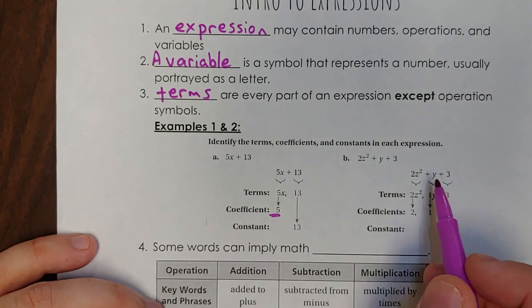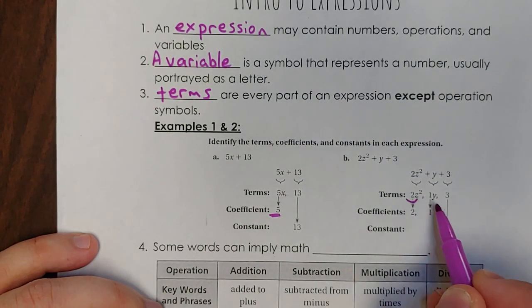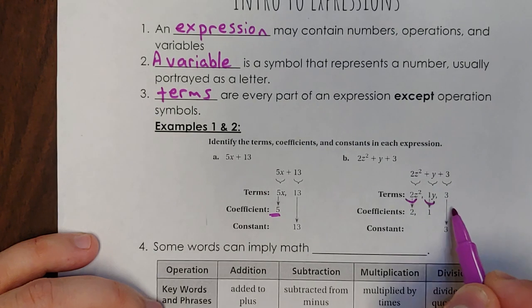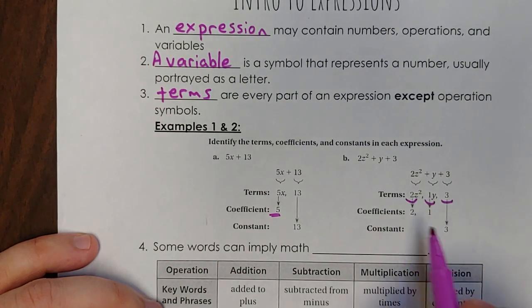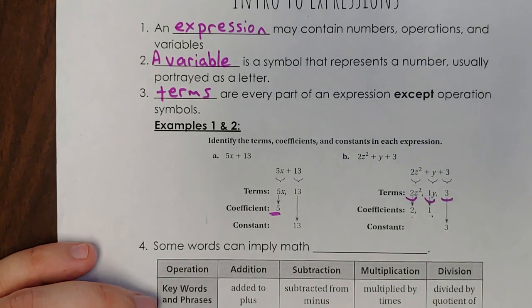In this one right here, our terms are 2z squared, 1y, and 3. And our coefficients are 2 and 1, and our constant is 3.